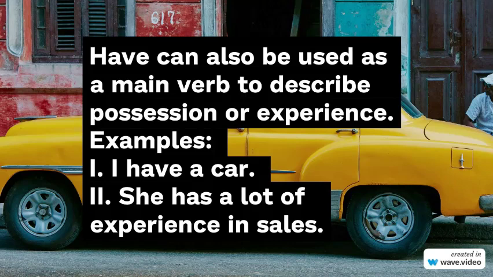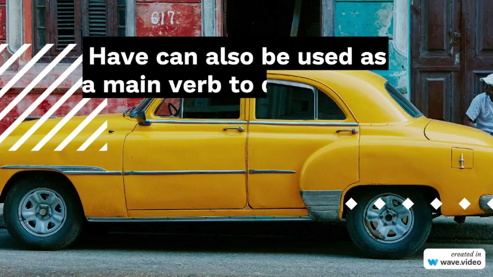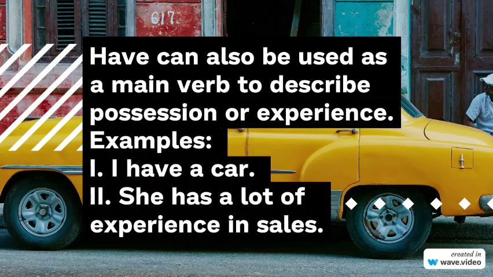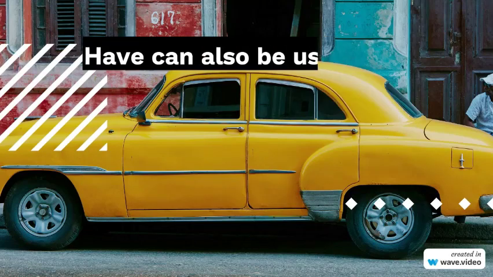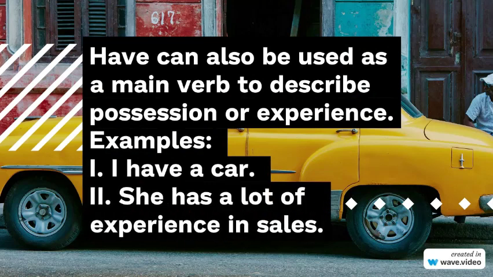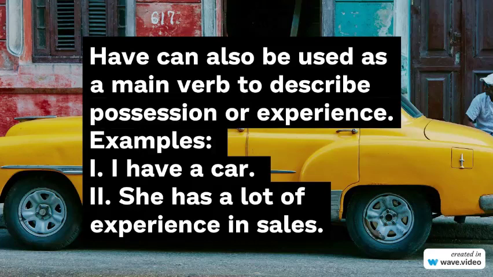When you use have as a main verb, as in this first example, you are using it to indicate possession. I have a car, which means there is a car that belongs to me. I have a car. And then another example: she has a lot of experience in sales. You know, a lot of experience in sales belongs to her. She has a lot of experience in sales.